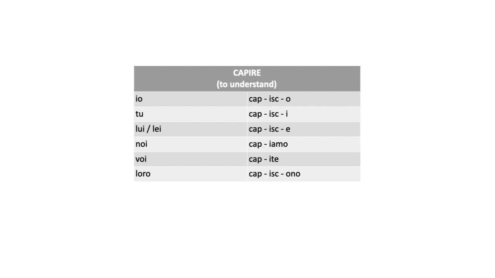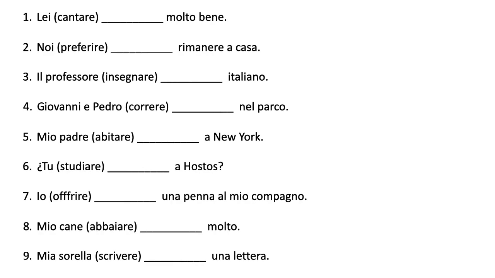And of course, that's not what you do with words in a language, right? What you do with words in a language is use them in sentences. So today's activity is exactly about that. We are going to use regular Italian verbs in sentences. Here you have 9 sentences that I'm going to give you as examples of what I want you to do.